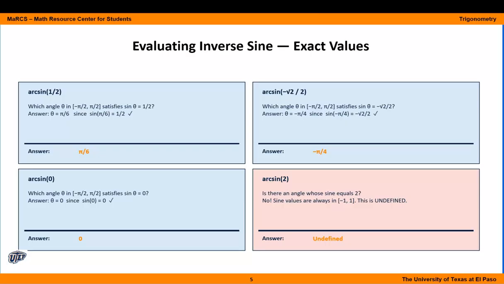When evaluating arcsine, always ask, what angle within the interval negative pi over 2 to pi over 2 has this sine value? For example, arcsine of 1/2 is pi over 6, because that's the angle in the correct interval whose sine is 1/2. Arcsine of negative square root of 2 over 2 is negative pi over 4. And arcsine of 0 is 0. But arcsine of 2 is undefined because sine values cannot be greater than 1. Always check the domain first.